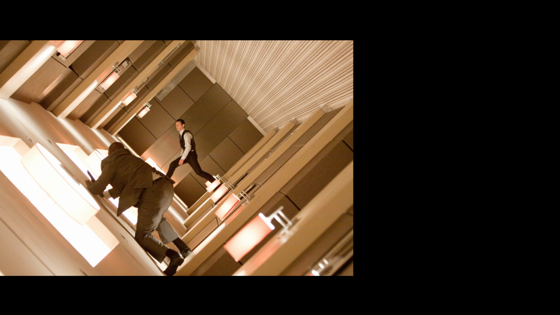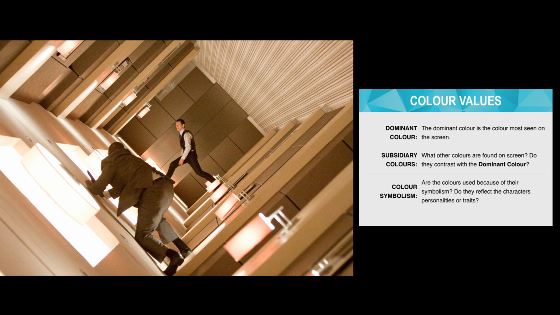So the next element, guys, is color values. All right, so we can have our dominant color, our subsidiary color, and within that you can kind of play around with color symbolism. So the dominant color is kind of, I guess, self-explanatory, the color that is most seen on the screen. All right, so in this case, we're kind of looking at some beiges. There's a tanny kind of color in there. So along those lines. Then you've got the subsidiary colors. So it's kind of then what else is happening around that.